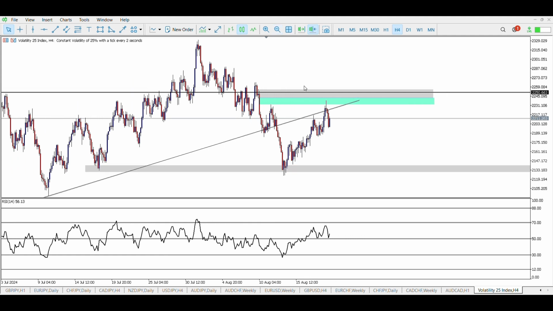With this, I'm anticipating a rejection at the fair value gap, or either the supply zone or the horizontal line. Alright, and once that is achieved, I want to see price fall all the way down here past previous support levels or support zones.